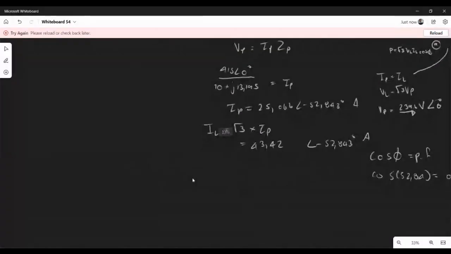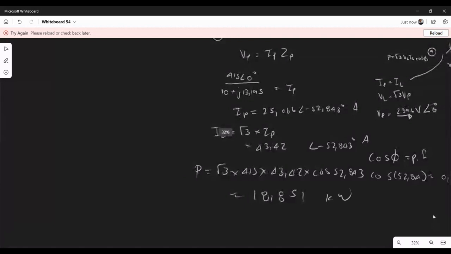And to find your power, simply √3 times the line voltage, 415, times 43.42 times cos of 52.843. Or you can just find whatever that value was and quickly get that. 415 times 43.42 times cos 52.843, and we get 18.851 kilowatts. Did we all get this?